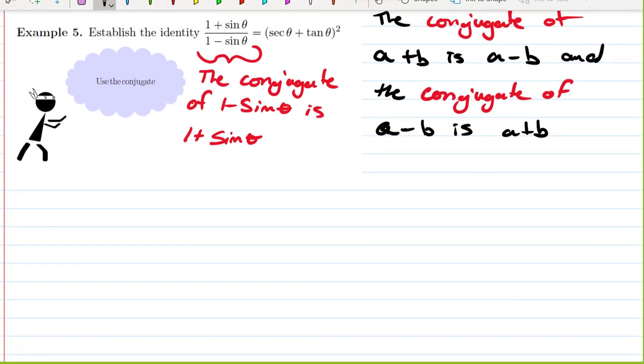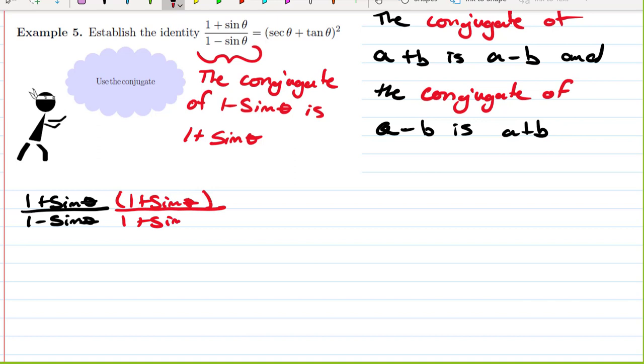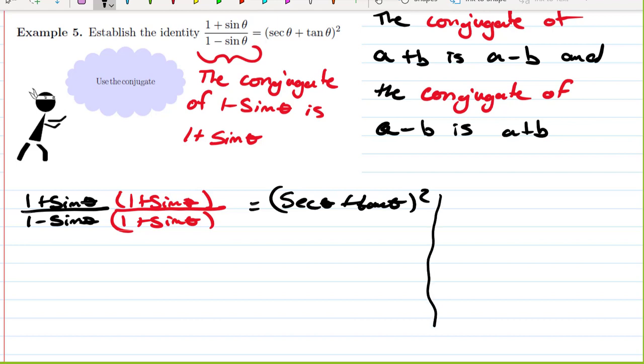So we start with 1 plus sine theta over 1 minus sine theta. And then our conjugate will multiply the top and the bottom by 1 plus sine theta. And 1 plus sine theta. And we want to show that that is equal to secant theta plus tangent theta squared. So here we're just going to use the conjugate.